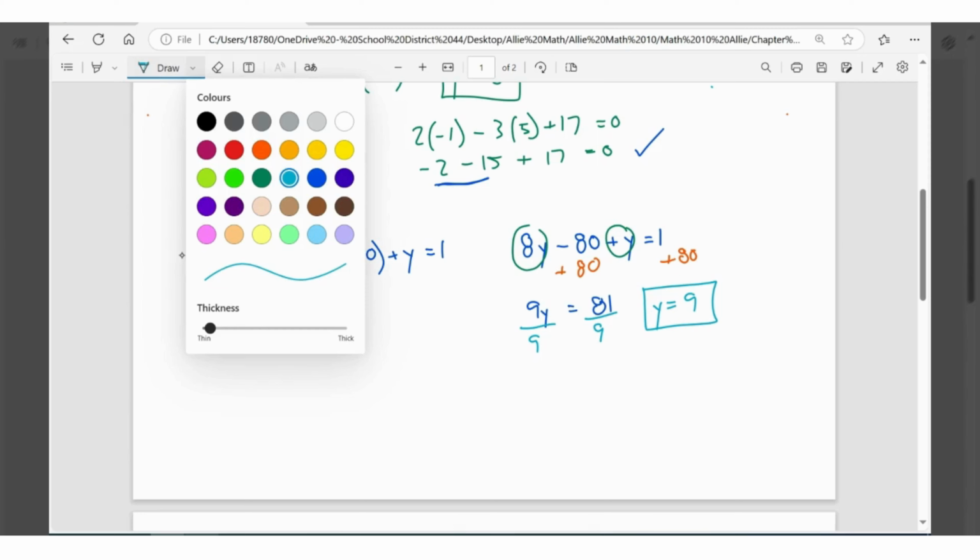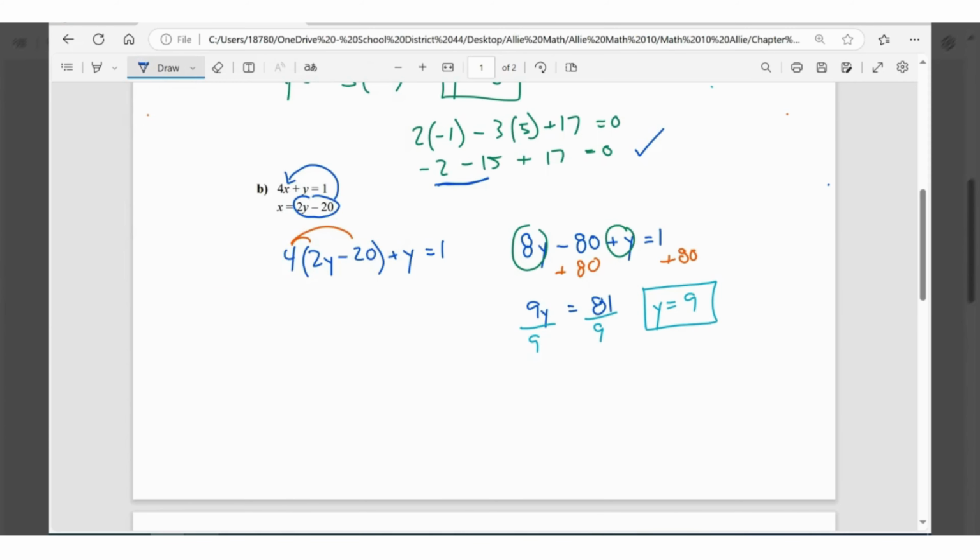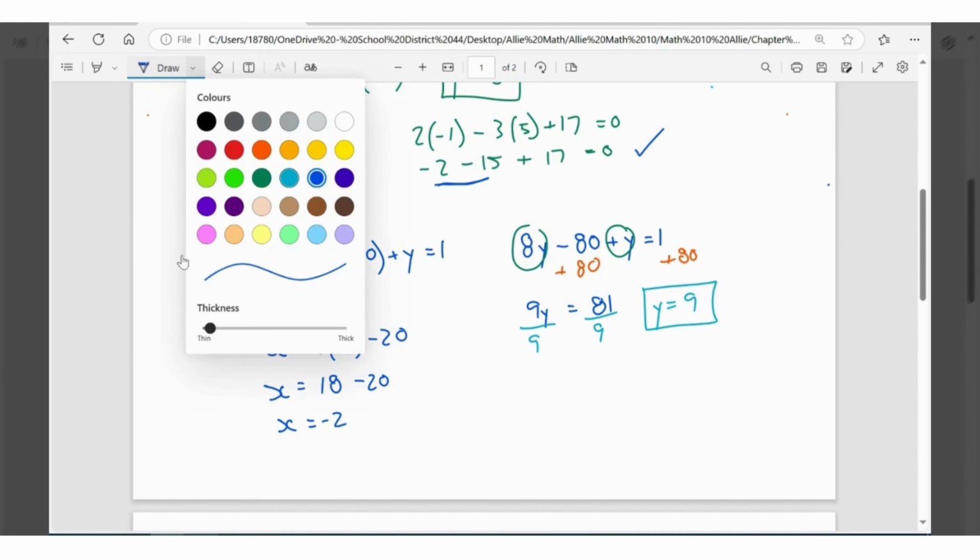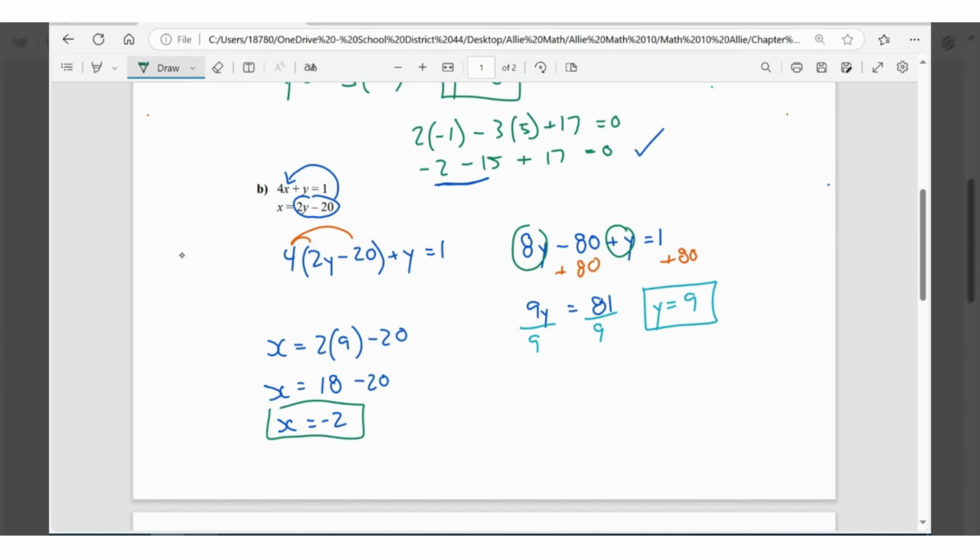Let's do the one where the x is already by itself because we're solving for x. So let's do x equals 2. Now we're just substituting our value of y into this equation. 2 times 9, subtract 20. X equals 2 times 9 is 18, subtract 20. So x equals negative 2. So there's our other one.